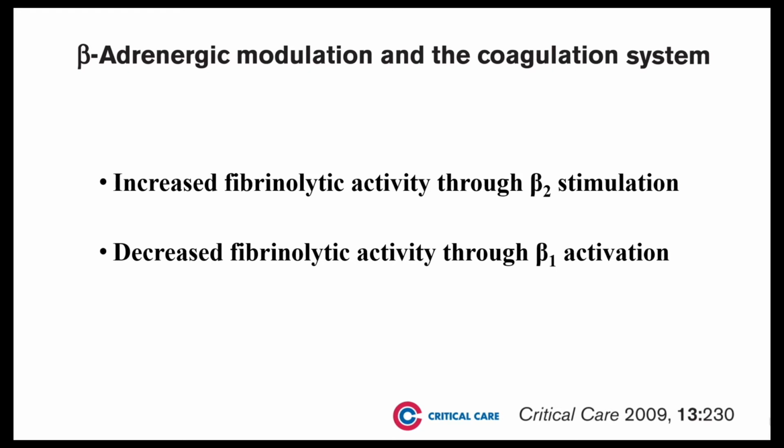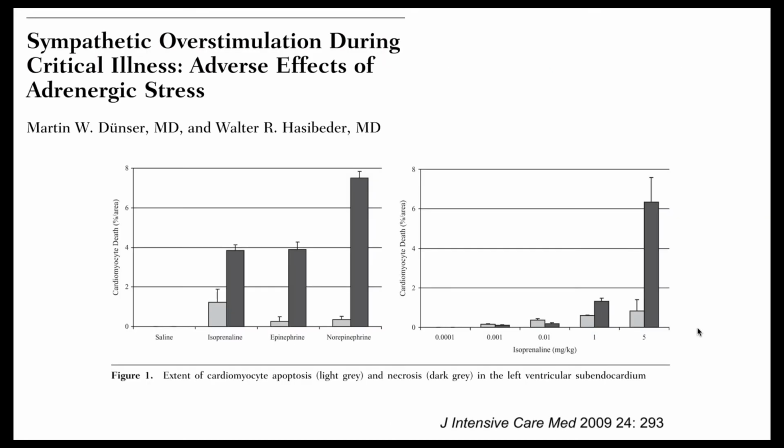So the effect is very, very complex and not very simple. So we don't know exactly how it is going to affect the clotting pathways. Now, sympathetic overstimulation during critical illness has various adverse effects, and these adverse effects are predominantly seen in the heart.